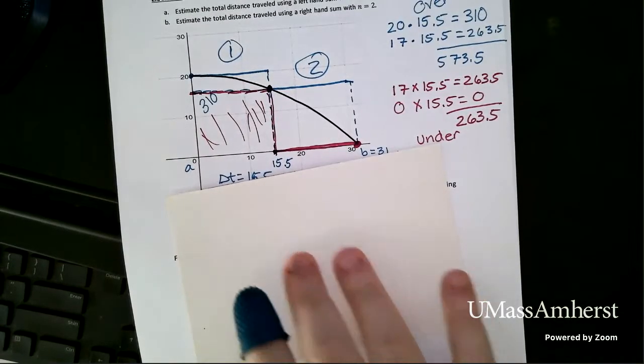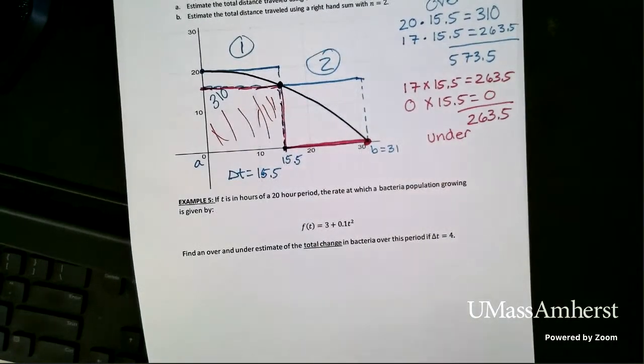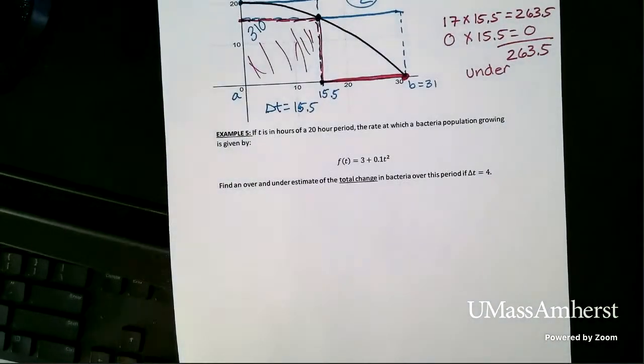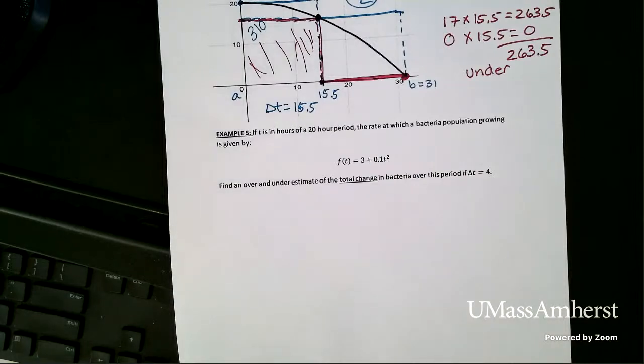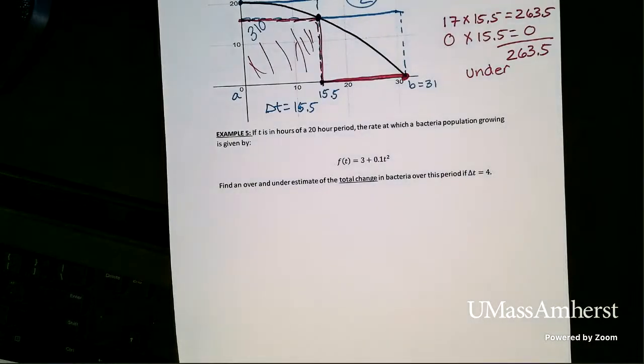Okay? Now, another type that we're going to encounter. We've done a table, we've done a graph. What if we actually have a function, an algebraic function? So if t is in hours of a 20-hour period, the rate at which a bacteria population is growing is given by f of t equals 3 plus 0.1 t squared. Find an over and under estimate of the total change in bacteria over this period if delta t equals 4. So we know something about delta t.